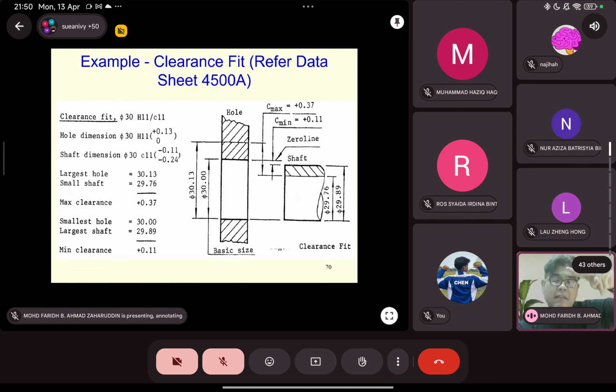Okay, now tengok ni. This is the accepted range of tolerance for hole. Size lubang minimum, maximum. Ini shaft. Sekarang ni kalau ikut pengiraan kita ni dia duduk gini. Is it clearance, transition or interference?